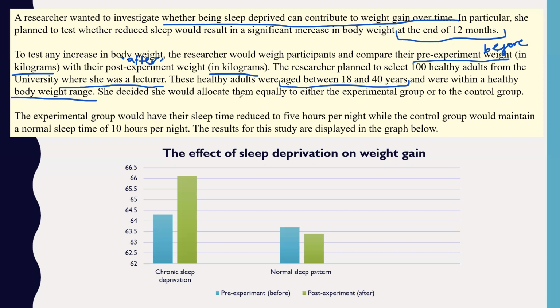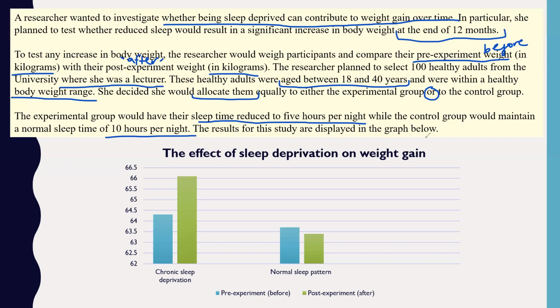Okay, she decided she would allocate them equally to either the experimental group or to the control group. So again, giving you an idea of what type of allocation technique was used. And again, the word "or" should also give you an idea of what research design was used. Now, with the operationalizing of the variables, the experimental group would have their sleep time reduced to 5 hours per night. Okay, so they're only sleeping for 5 hours per night for those 12 months, whereas the control group would maintain a normal sleep time of 10 hours per night. So everyone in the control group is sleeping 10 hours every night for the 12-month period of the study.